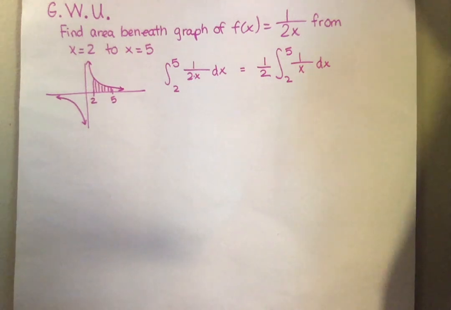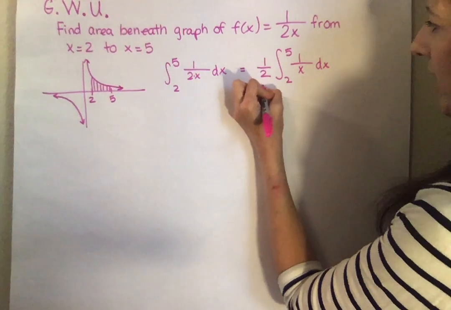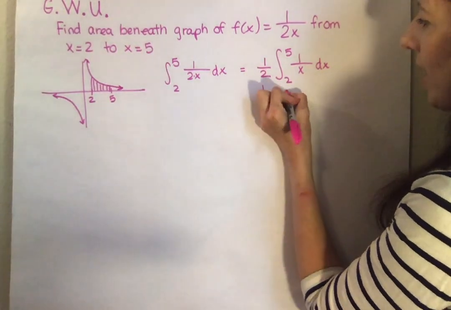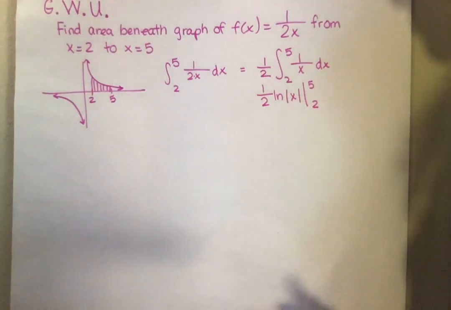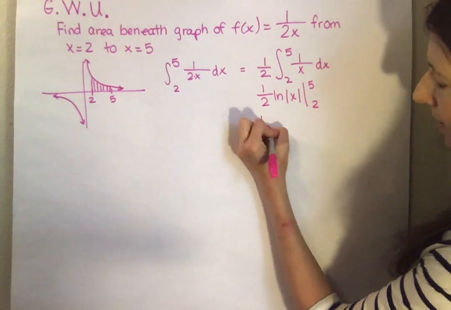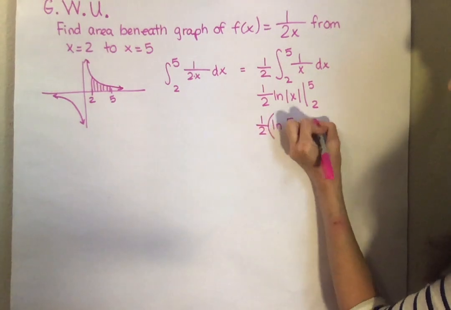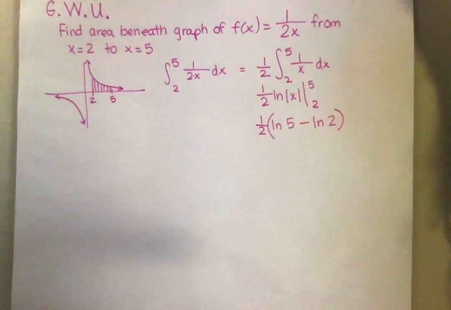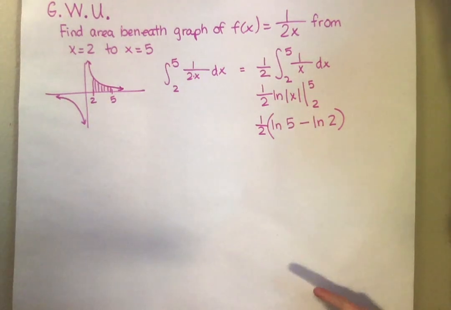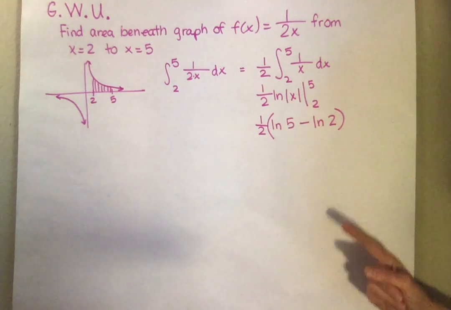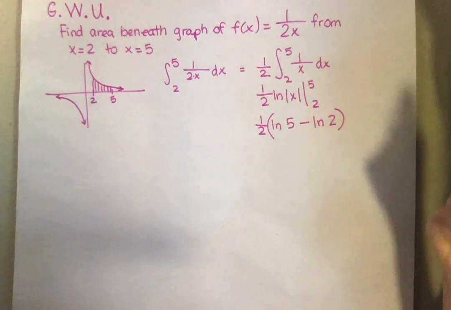I know y'all know the antiderivative of 1/x dx. It is 1/2 ln, the absolute value of x, evaluated from 2 to 5. Let's input those limits. 1/2 ln 5 minus ln 2. Wait, there was some log property that we could use to combine those. Is it product, quotient, or power? Man, I wish I had some math stars here to help me.